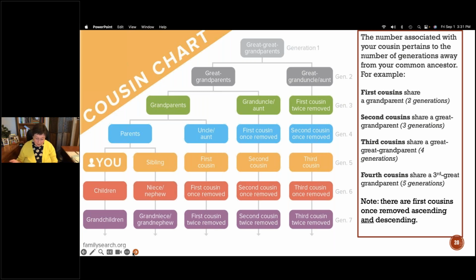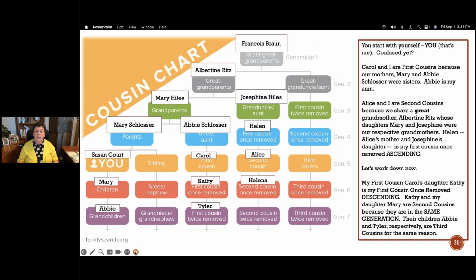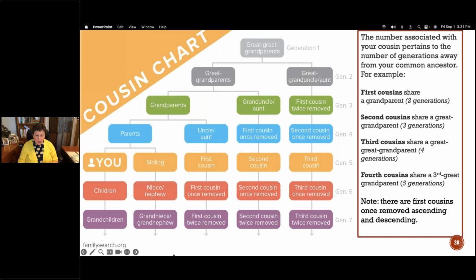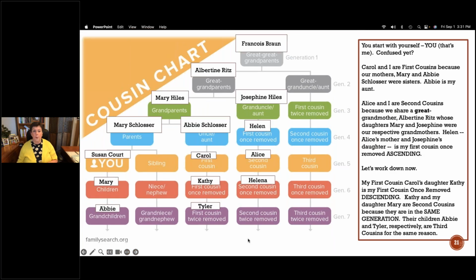Well, life gets a little bit more complicated though when you try to figure out your relationship with somebody in a different generation. So let's look at this chart again. This chart only looks at your relationship with others. Whoops, I don't think I have it. Hold on a minute. There we go.